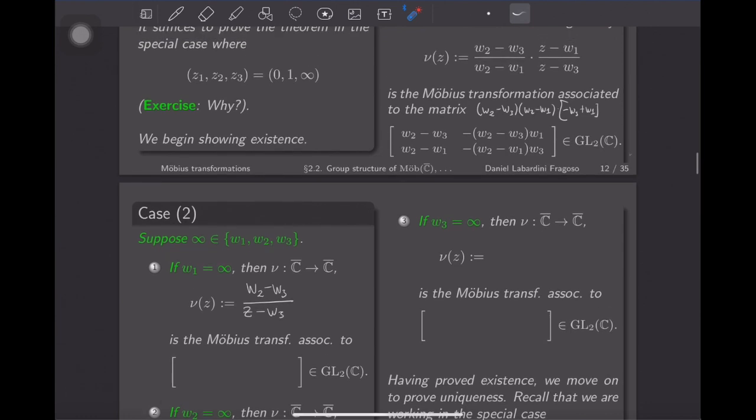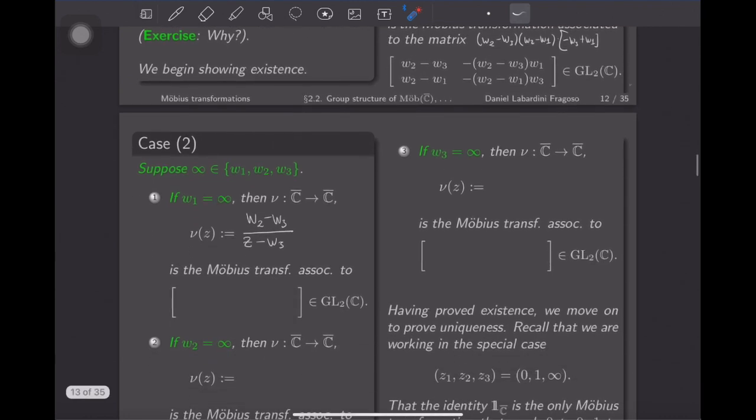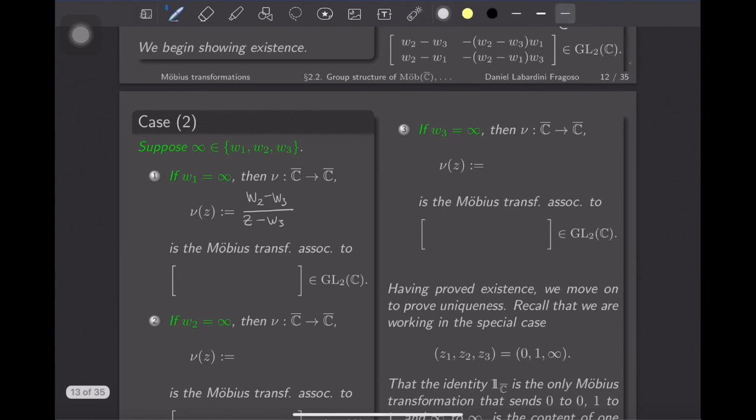So yeah, infinity goes to 0, Z3 goes to infinity, and W2 goes to 1. So it's correct. And now check that it is indeed a Möbius transformation. Let's see what matrix we can write. 1, W3, W2, W2 minus W3, 0. Determinant of this is W2 minus W3, so it's indeed invertible.